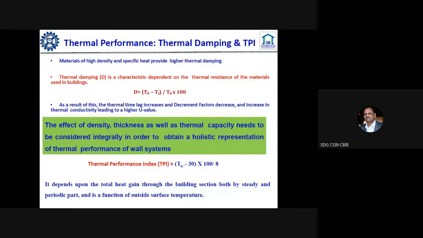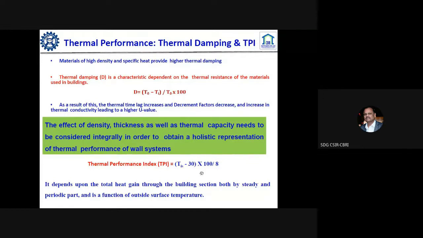So for this thermal damping, materials which have high density and high specific heat can give higher thermal damping. So thermal damping is required. That means it will resist the heat from entering inside, or in other words, it doesn't allow heat to go out. So that is one factor.